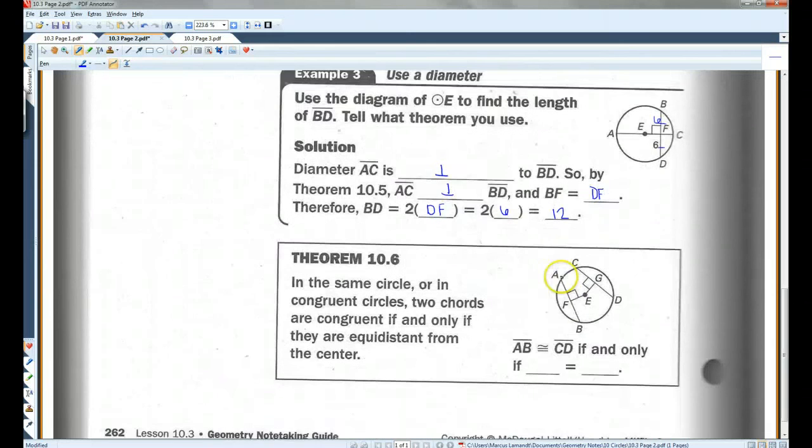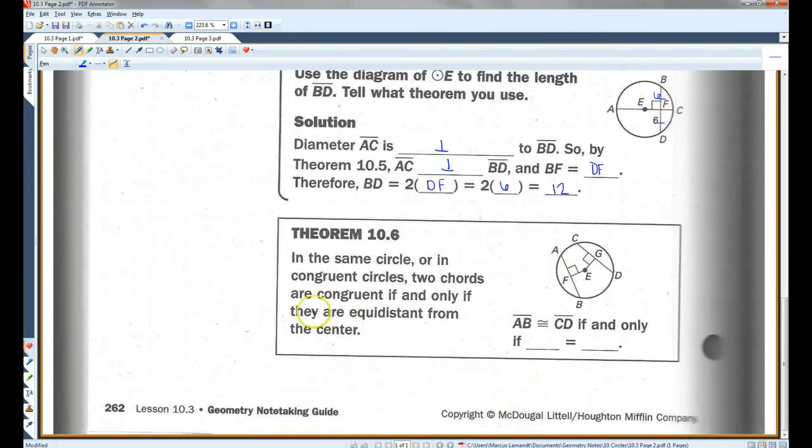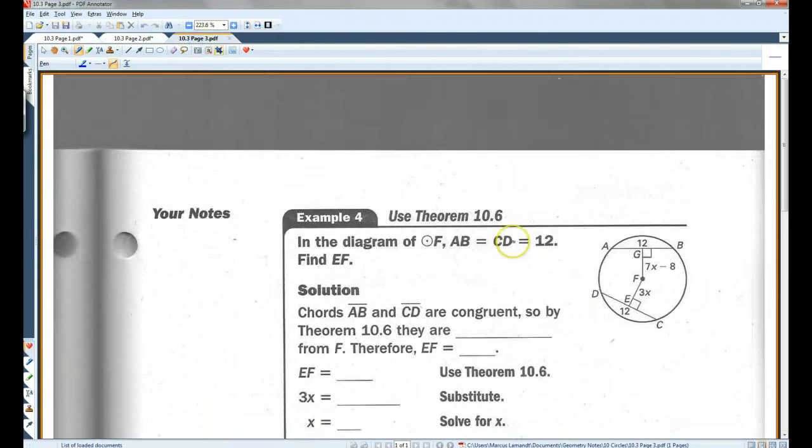Okay? Alright, 10.6. In the same circle or congruent circles, 2 chords are congruent if and only if they are equidistant from the center. Okay, so AB is congruent to CD if and only if this equals this. EF equals EG.